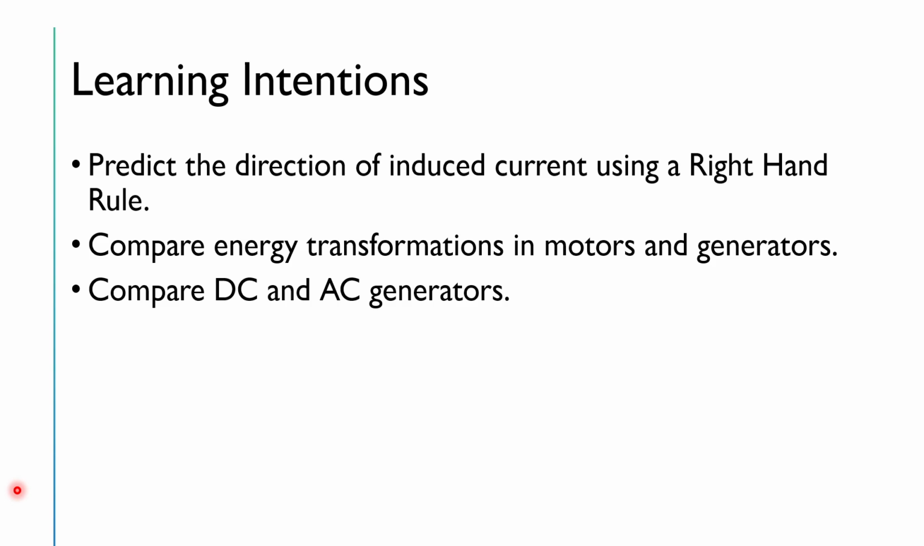So our key learning intentions today, first we're going to use a right-hand rule to predict the direction of induced current. We're going to compare energy transformations in motors and generators, and then we're going to look at AC and DC generators, how they're similar, how they're different.